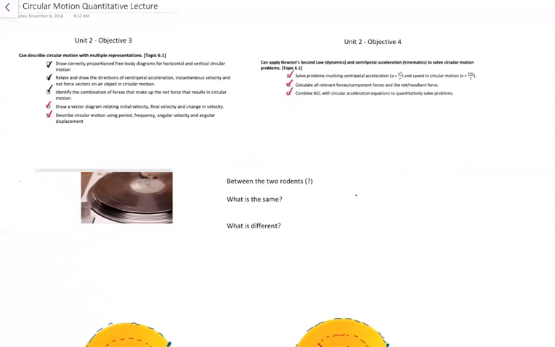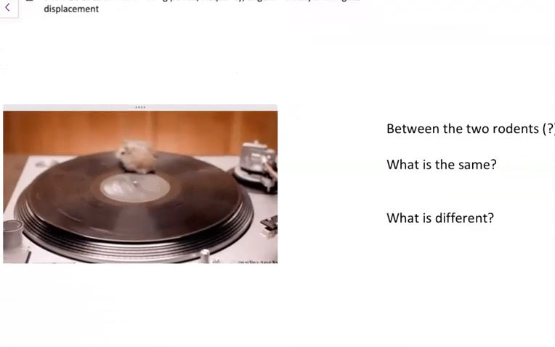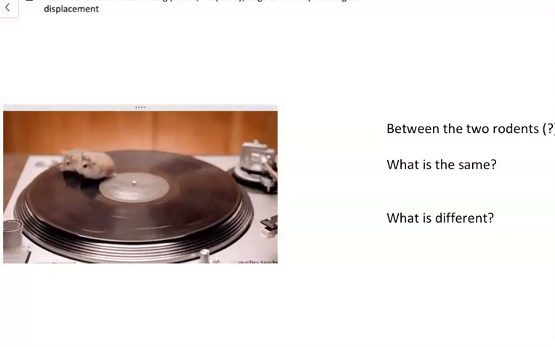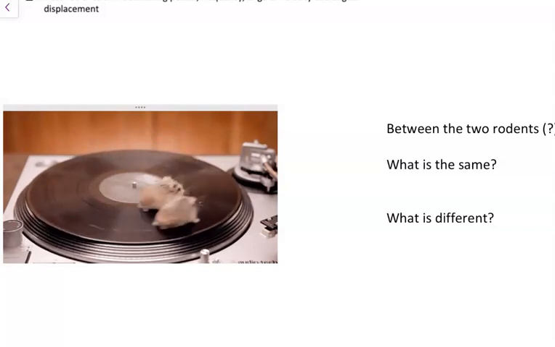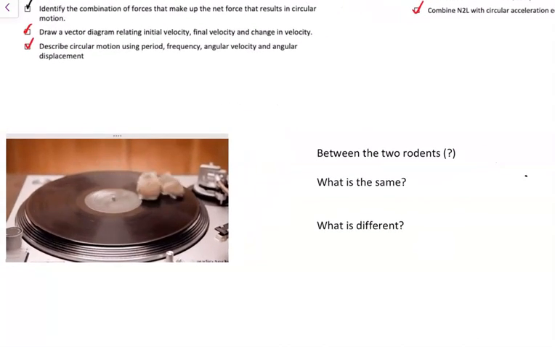So first up, we're going to look at this GIF, which, make sure it's working, where we have two, I don't know what they are, rodents. I'm not even sure if they're real, but two rodents going around a circle on a record. And I asked the question, between these two rodents, what is the same and what is different?